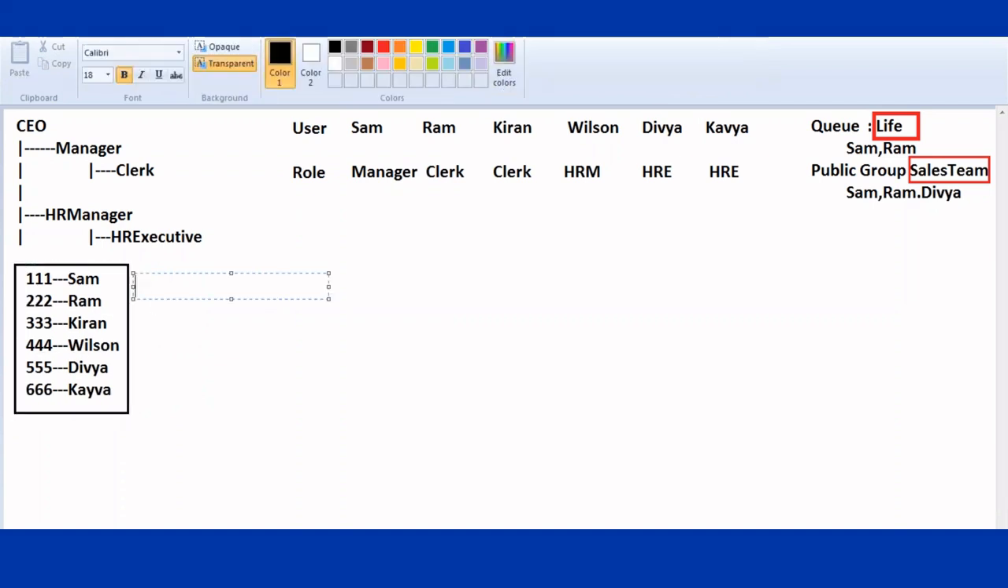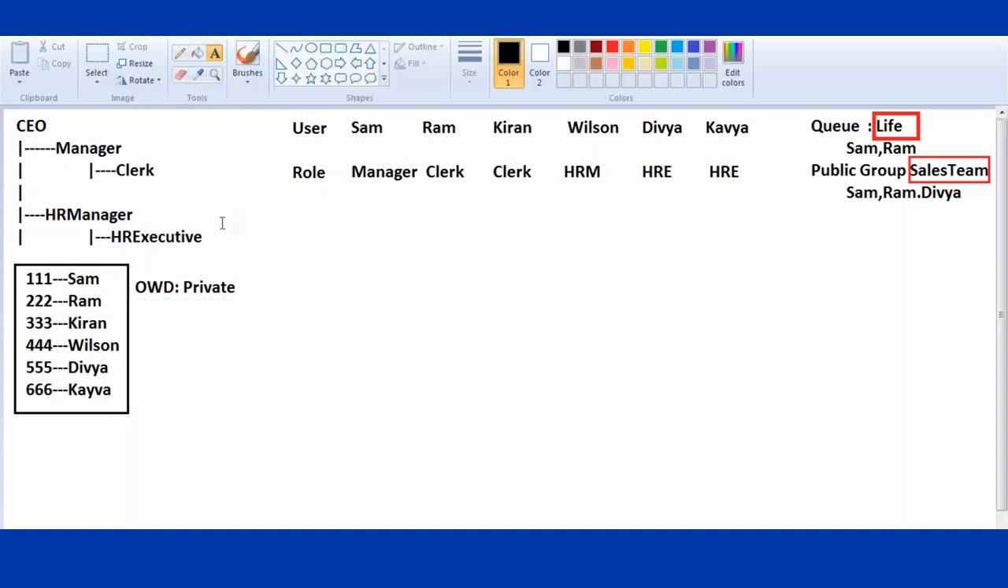Now we give OWD. What is the OWD I give? When I give OWD equal to private, which records they can see? Only they will be able to see the records which are owned by them. So this is my company role structure. These are the users, corresponding roles, and this is the data and OWD. Now everybody is able to see only the records which they are able to see.